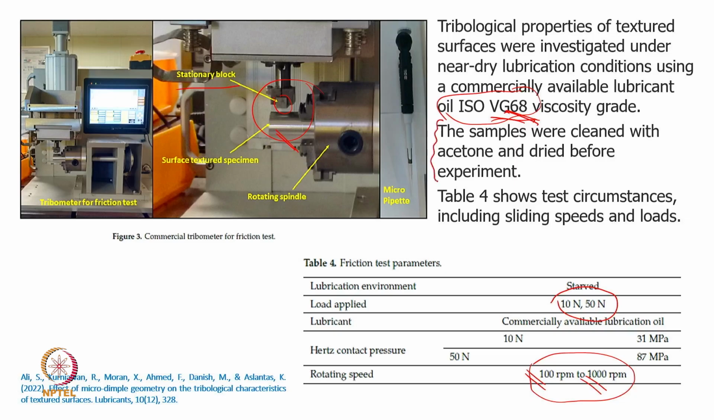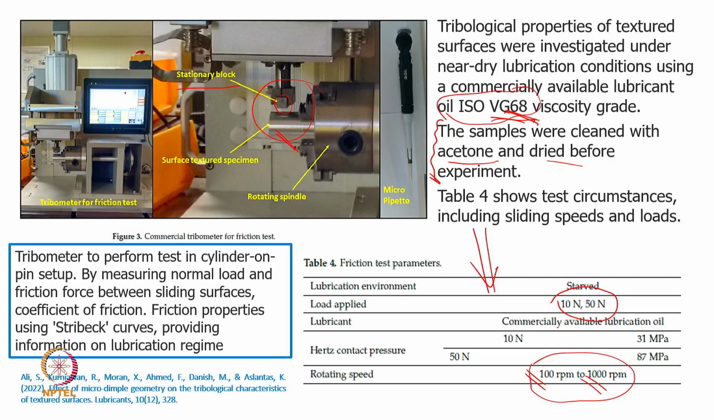Whenever we have a sample, because for wear measurement you need to clean the sample also, they have given the process: they used to clean them using acetone and then dry them before going for experiments, and this is the table which shows the conditions. This is the tribometer cylinder on pin setup they are showing over here, and this is to get a Stribeck curve.